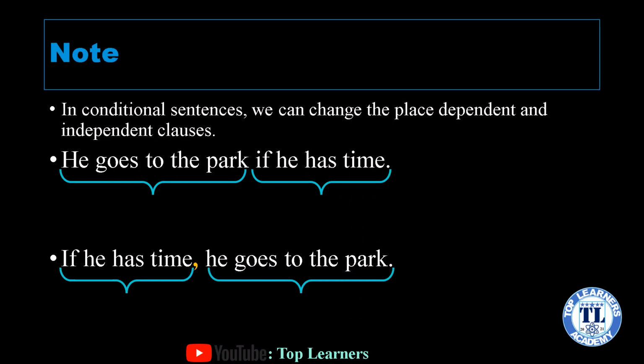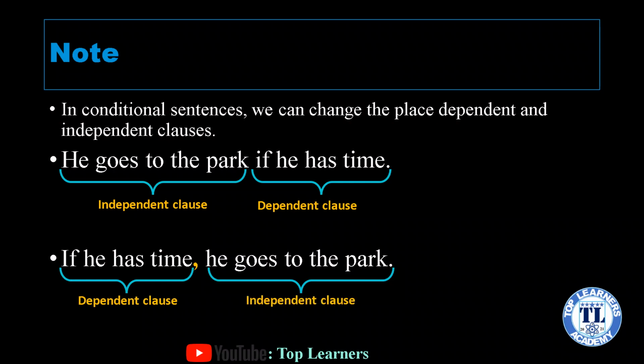So the only difference here is using a comma if we bring the if clause or dependent clause first. And there's no difference in their meaning. If we bring independent clause first, we don't use any comma between independent clause and dependent clause. But if we bring dependent clause first, we should use a comma after that, and then we can use independent clause.